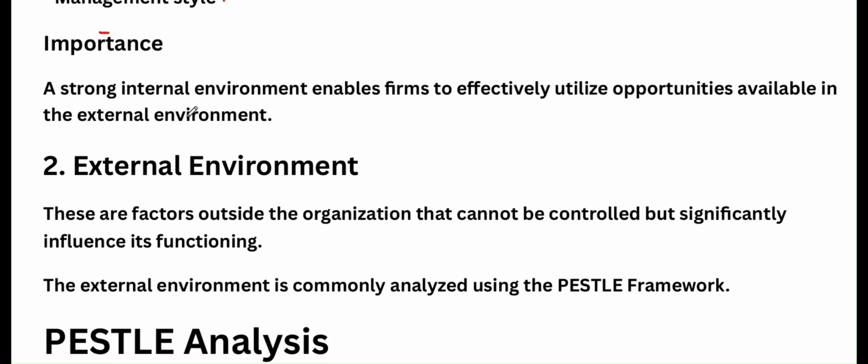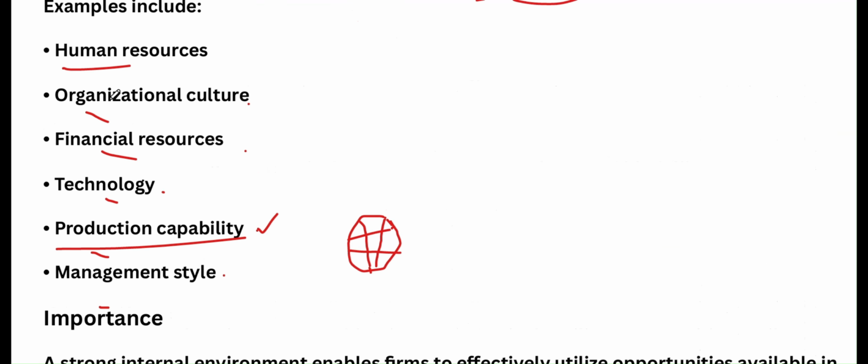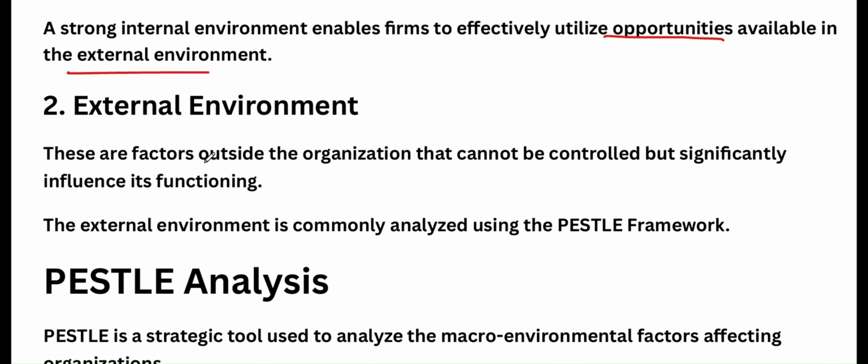Okay. So a strong internal environment enables firms to effectively utilize the opportunities available in the external environment. As I said, in the external environment, the opportunity was the FIFA World Cup being organized in India. The company needs to utilize this opportunity to improve their production and to understand what all strategic changes have to be made inside the internal environment, so we can achieve the objective that the organization needs.